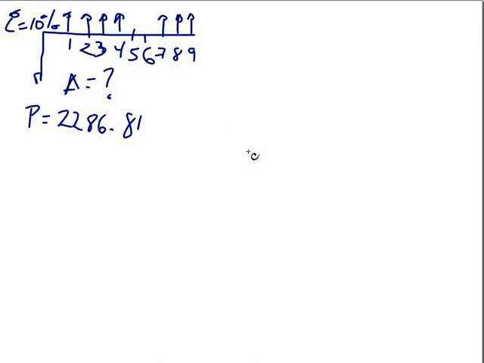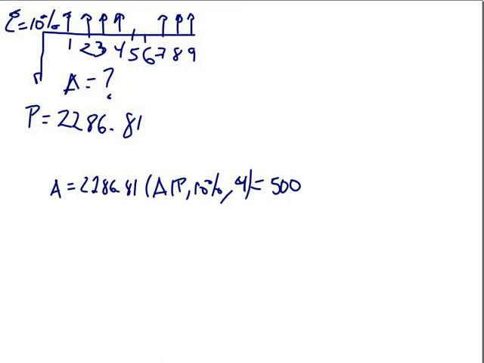In theory, they say, well, if I wanted to solve just for the first part, I can solve just the expression A equals 2286, which is the present value, times A given P for 10% and 4 periods. That should give me the 500 I was looking for. The problem is that that is not true.